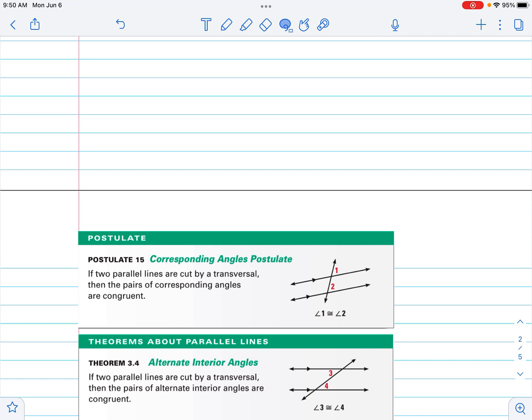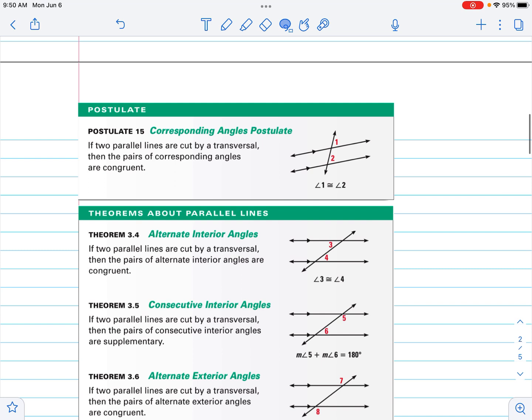Now, these names, after a while you get all these names. You don't have to remember all the names. You can say pairs of corresponding angles are congruent when two lines are intersected by, or cut by, a transversal. In other words, you just need to know the concept there.